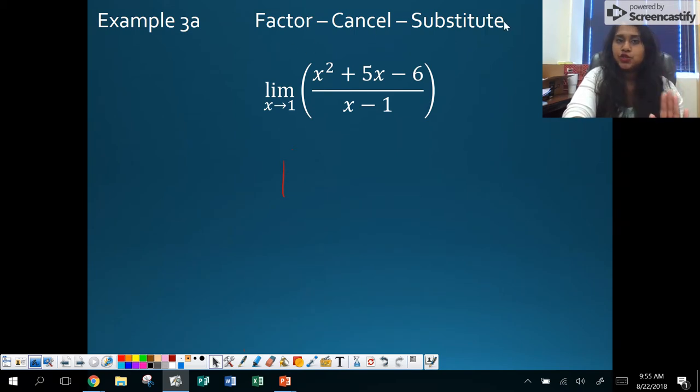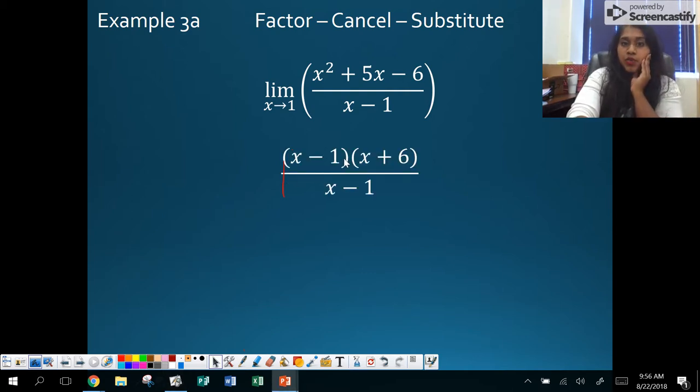A quick and easy trick when I factor, cancel, substitute is to look at what's on bottom. If my denominator is something as simple as x minus 1, well, in order to cancel that out, I should have x minus 1 on top. So that's an easy helper. It's a little hint if you are struggling with factoring. So let's look at what that looks like.